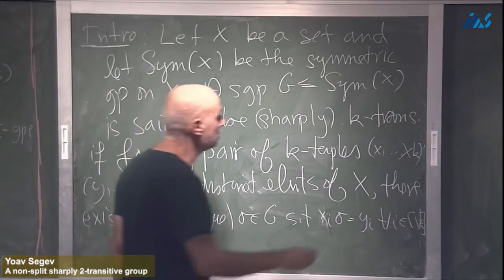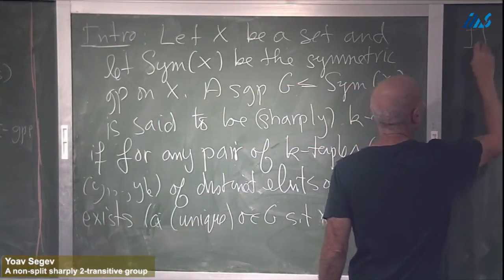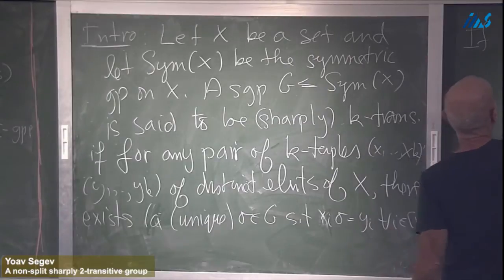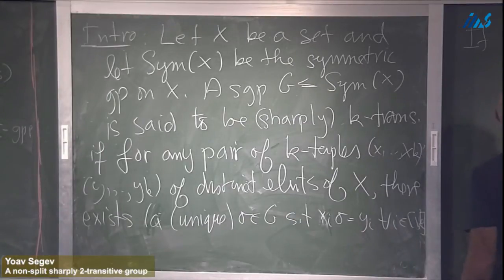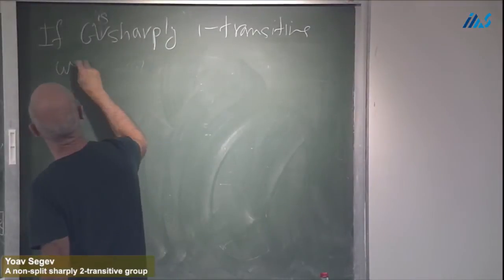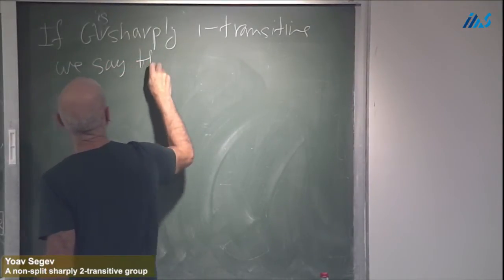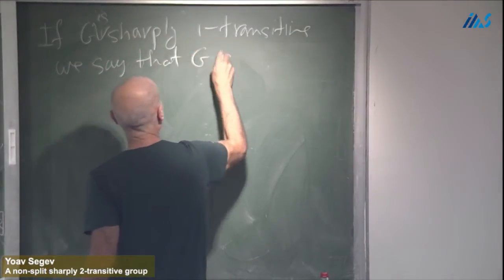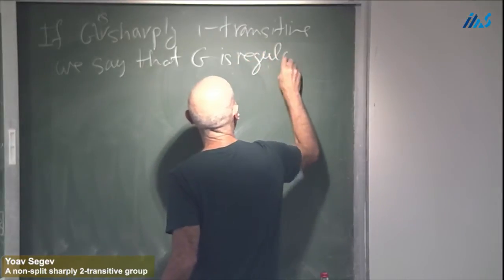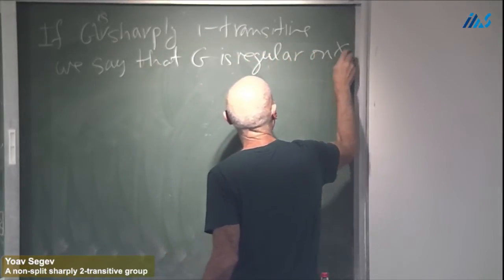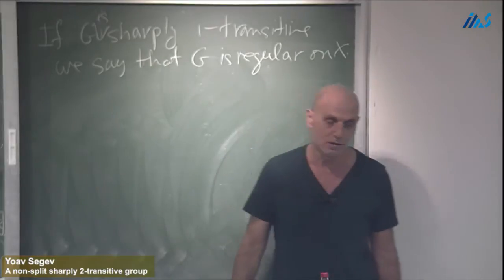Now if G is sharply one transitive, then we say that G is regular on X. Okay, so this is the notion of regular.